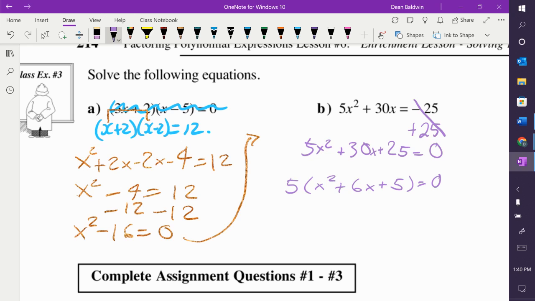Is it a difference of squares? So the only other kind that you have is what multiplies to the last term and adds to the middle term. What multiplies to 5 and adds to 6? 1 and 5. So what does x equal? Negative 1 and negative 5.